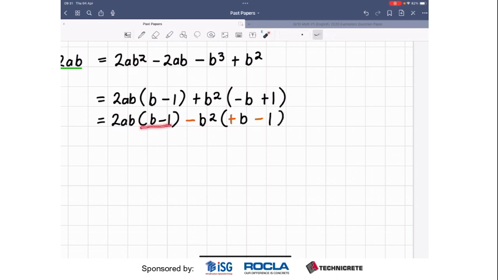Right, and now that these brackets are the same, this is a common factor. These two are common factors in these two terms. So this term has got this factor, which is common with the factor that is in this term. So now I can take out a common b minus 1. And what I'm left with is b minus 1, and then it's these ones that are left behind. So I've got another bracket with this 2ab minus b squared.